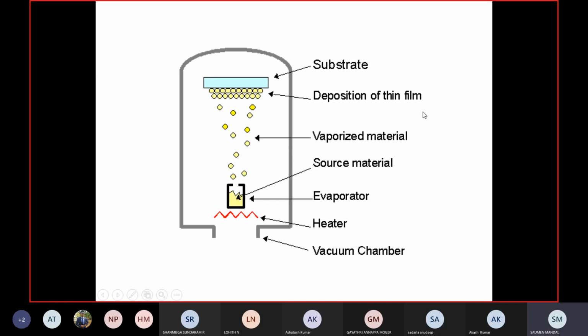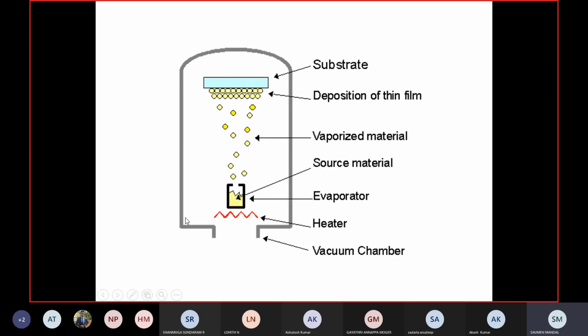Last class I discussed physical vapor deposition. Just a recap of the last class. In physical vapor deposition, what happened? This is one crucible or one boat kind of thing. Let's say you want to deposit silver. Small pieces of silver you need to put in, and then resistive heating will melt it. First you need to put the silver here, with the substrate on top.